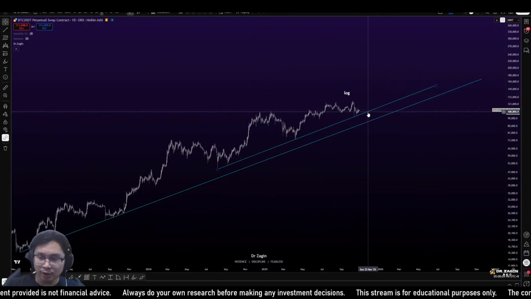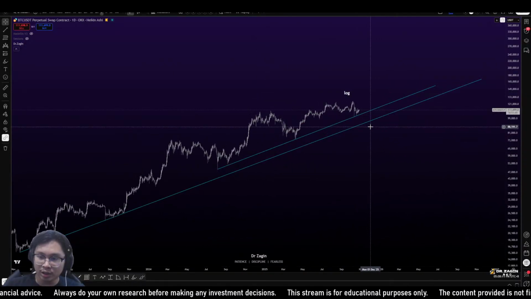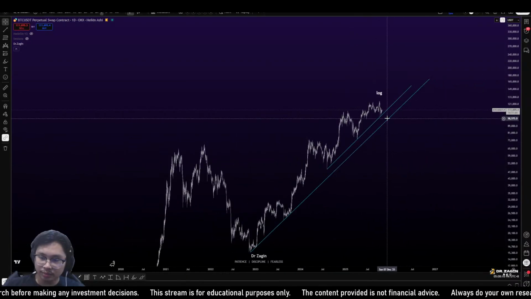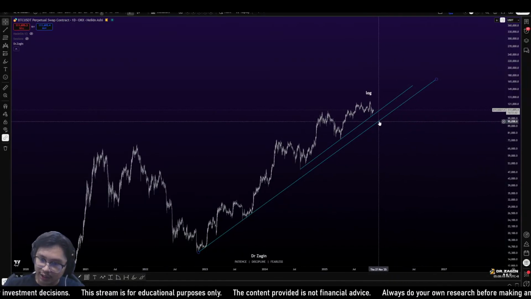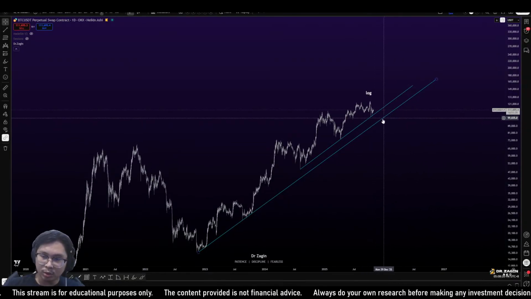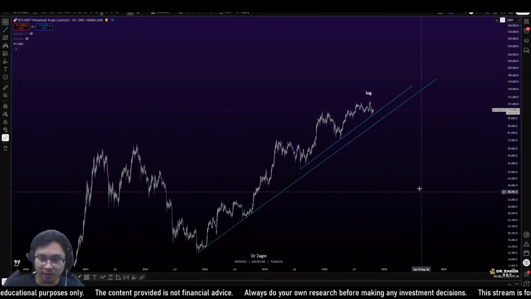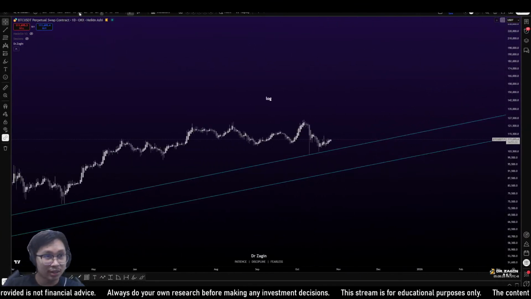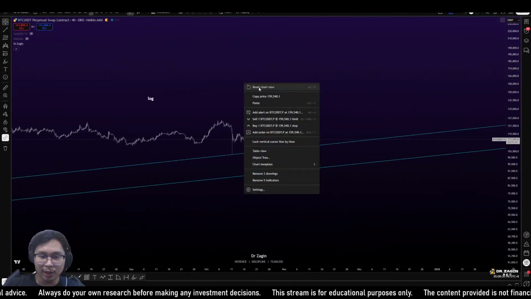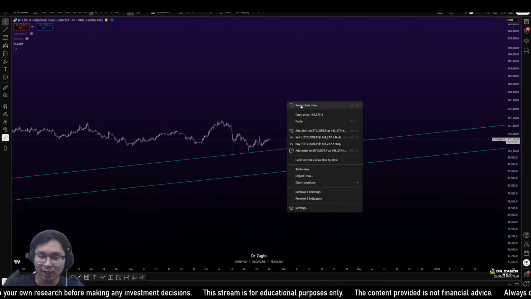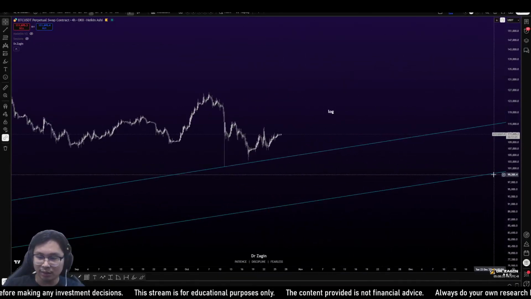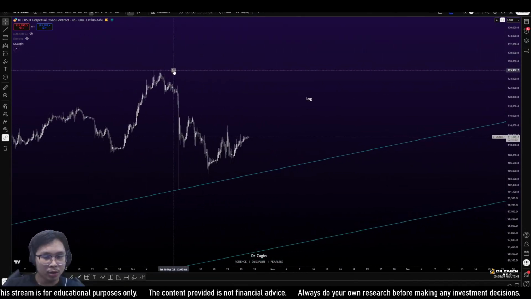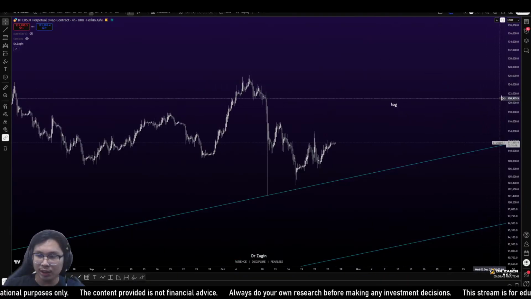So if ever this breakdown happens, the next target will be around here. But if this trend line breaks, we are really seeing a downside to Bitcoin. But it will depend actually on Trump, because Trump is one of the market movers. Whenever he tweets like tariff, the market gets volatile. So at the moment, what can we see with Bitcoin?